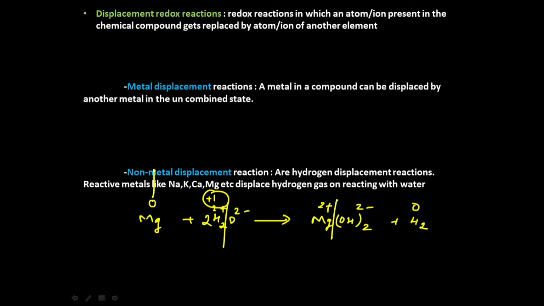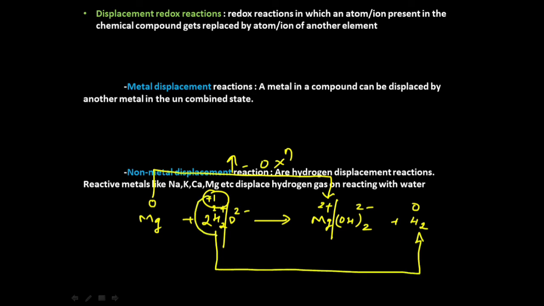So the magnesium oxidation state changes from 0 to plus 2, that is nothing but an increase, so magnesium is undergoing oxidation. The oxidation state of hydrogen decreases from plus 1 to 0, isn't it? Decreasing is nothing but reduction. And I think you know, if 2 hydrogens exhibit 2 plus, then 1 hydrogen will exhibit plus 1. That's what I have written here, okay? So this is how we can conclude this non-metal displacement reaction. I hope you understood this.